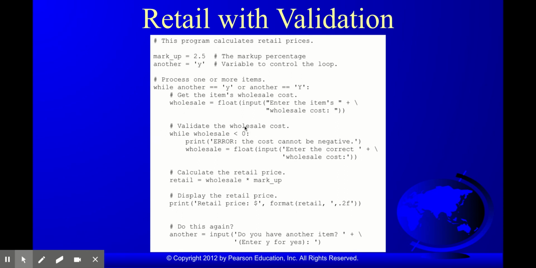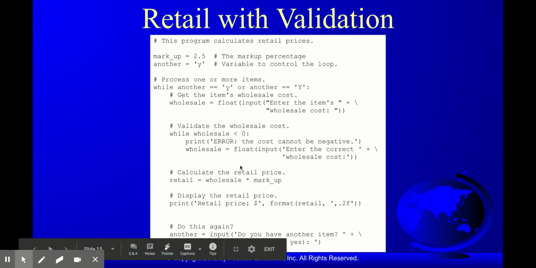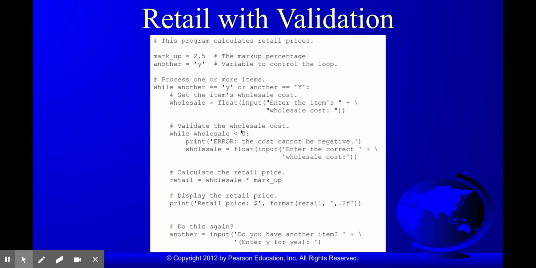While the wholesale price is below 0, if someone enters negative 25, it'll print out this validation statement. Sometimes you need that little extra check. Sometimes if someone enters a floating point value when you need integers, you can have a validation here that makes sure that they are entering the right types of data.